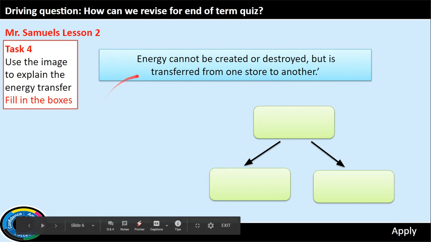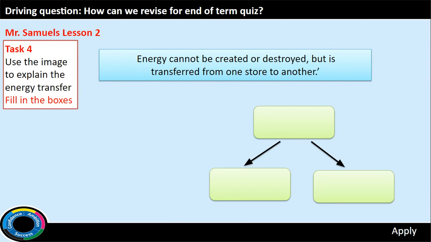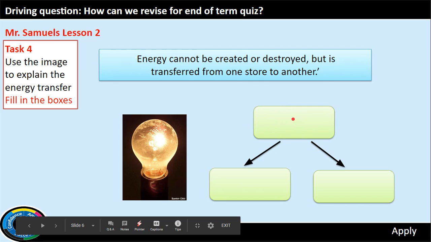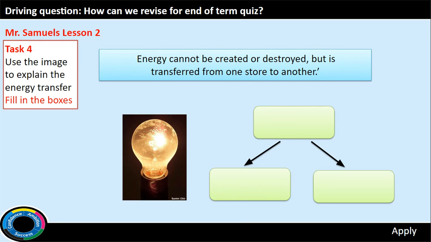Right. We know that energy cannot be created or destroyed, but it can be transferred from one store to another. The task says to use the image to explain the energy transfer. So here you go. There's your filament light bulb. You have to explain the energy transfer. What energy did we start with? You're going to put it in this bubble. And what energy is going to be transferred? So it's going to start with one type of energy store and transfer into another type of energy store. So I'm going to ask you to pause the video, think, and write your examples down this way to show the energy transfer.